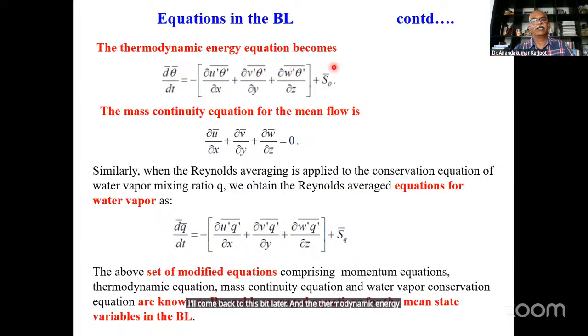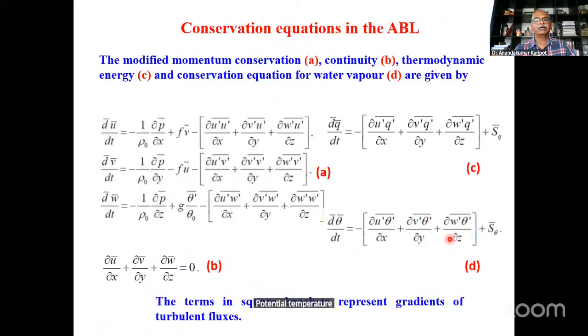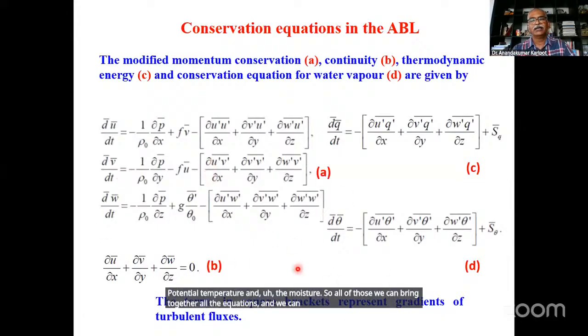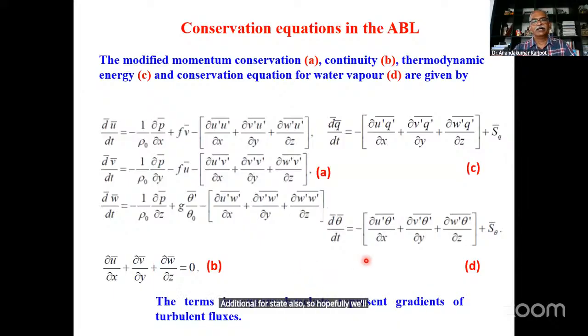For the thermodynamic energy equation, applying the same procedure, Reynolds decomposition and averaging, we get this particular form. Here also we see so many additional terms. For the mass continuity equation there are no additional terms, just the mean of those three variables, u, v, w. And if we use the water vapor conservation also, the modified equation will be in this form. So now we have this set of modified equations, known as the Reynolds averaged equations for the mean state variables in the boundary layer: u, v, w, potential temperature, and moisture. We can bring all the equations together and add the equation of state also, so in total we have 7 equations.